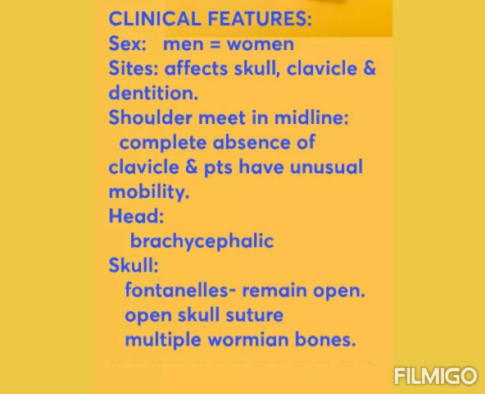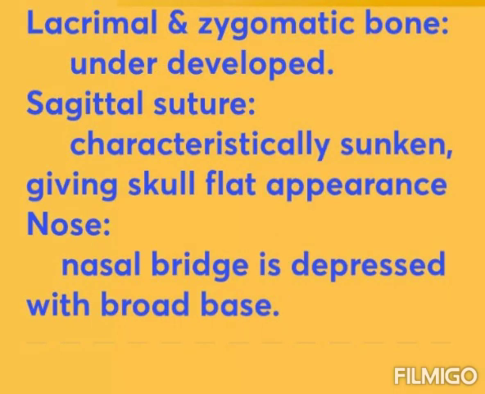The head is brachycephalic because of reduced anteroposterior dimension but increased skull width. So brachycephalic means wide and short. In the skull, the fontanelles often remain open, the skull sutures are open, and multiple wormian bones are present. There is also occasional stunting of the long bones.